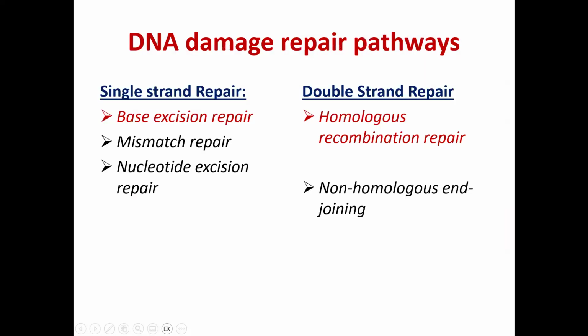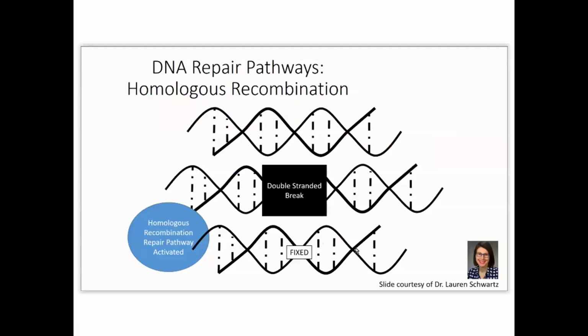So a few slides about homologous recombination repair. We have two repair systems for DNA damage, the single-stranded repair and the double-stranded repair. One single-stranded repair is called base excision repair. The double-stranded repair is either homologous recombination or non-homologous recombination. This slide is courtesy of Dr. Lauren Schwartz, who allowed me to use her slides. So here are the DNA repair pathways.